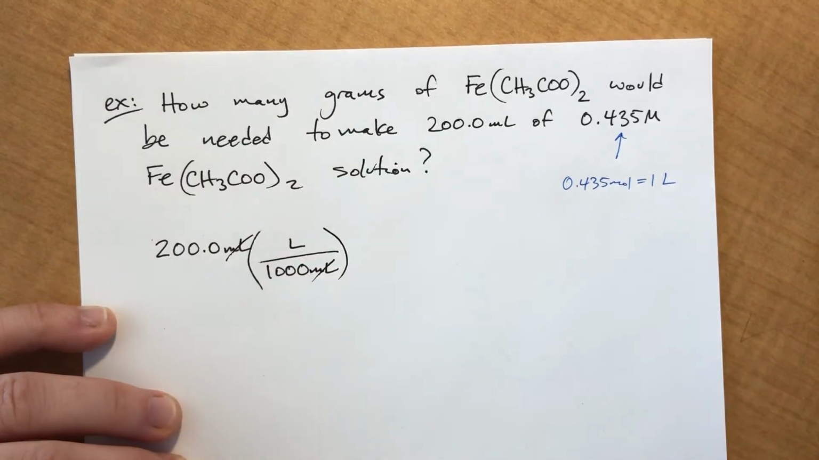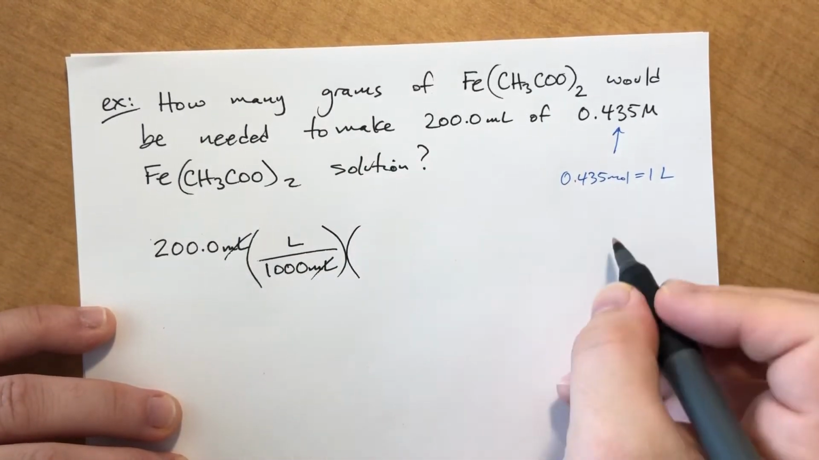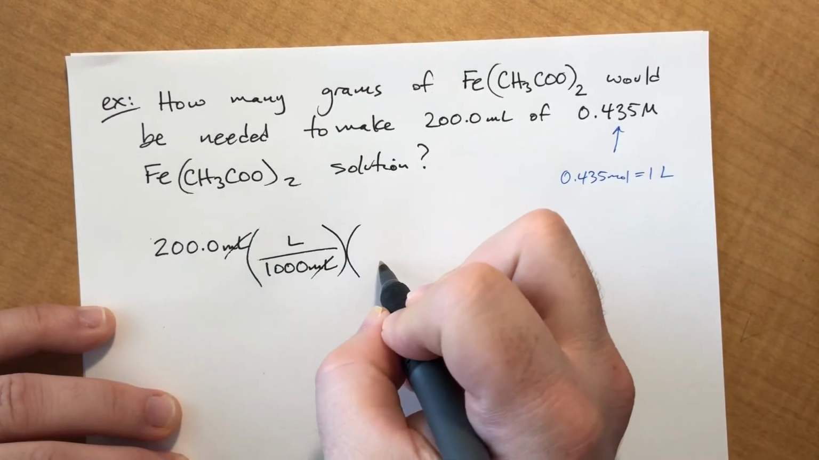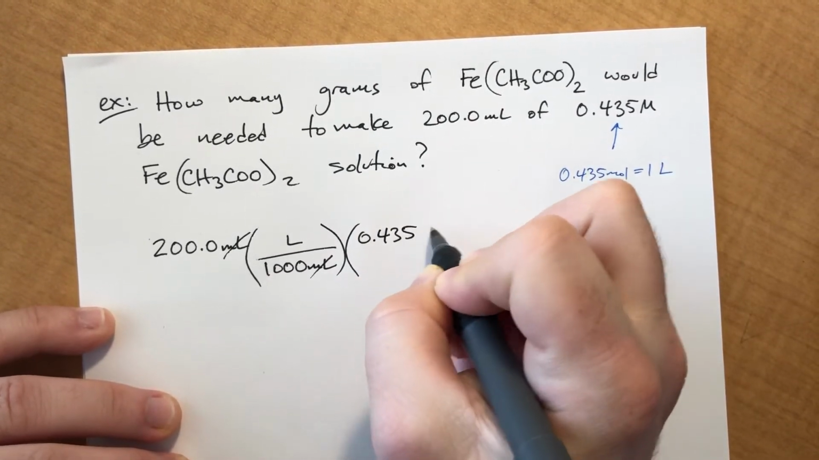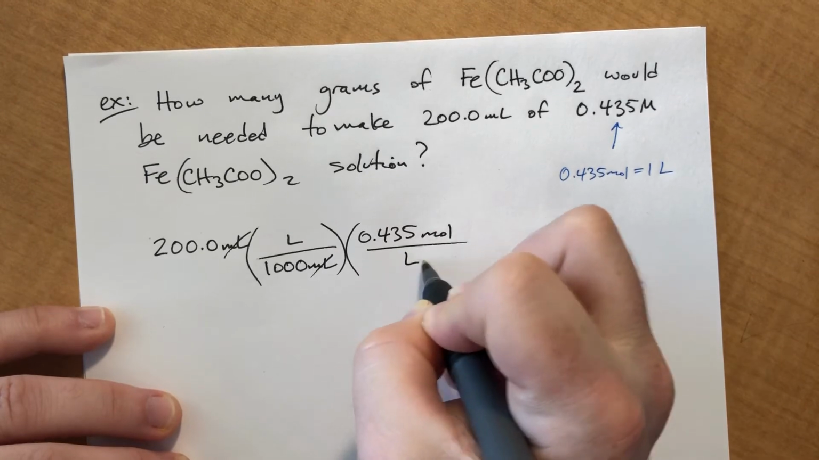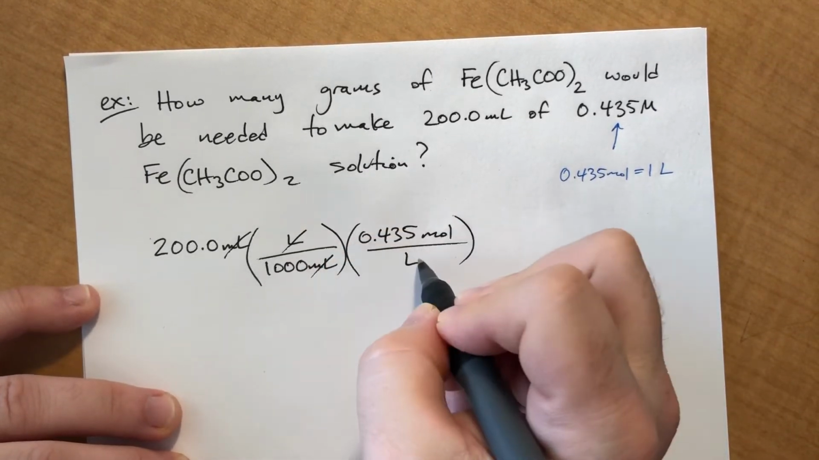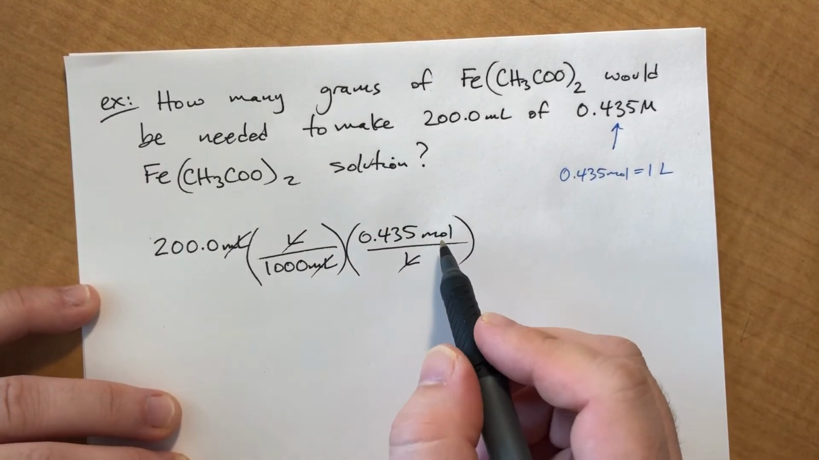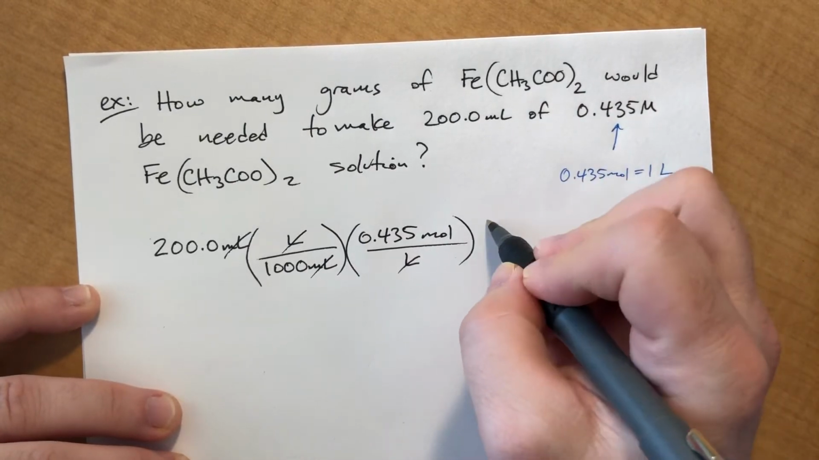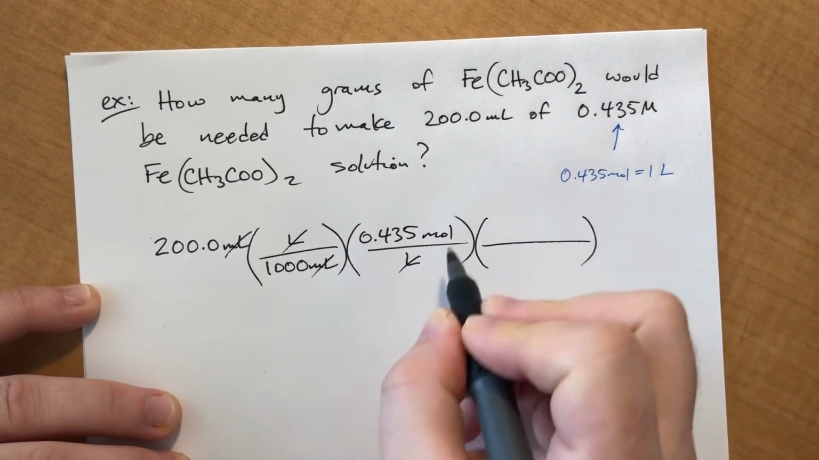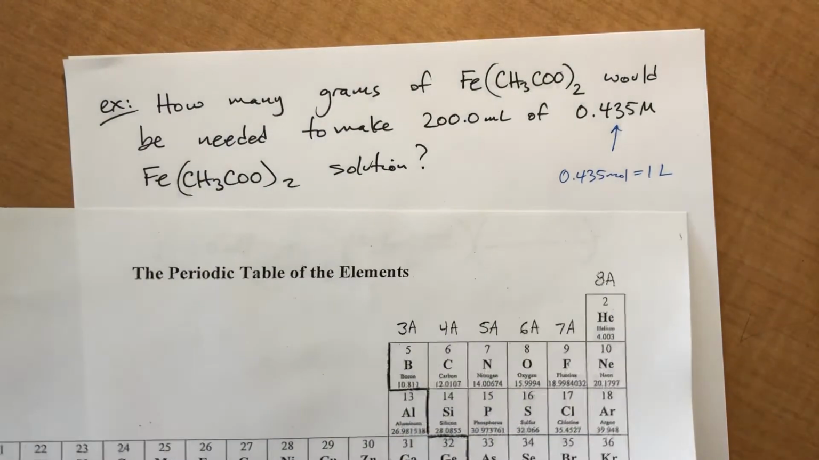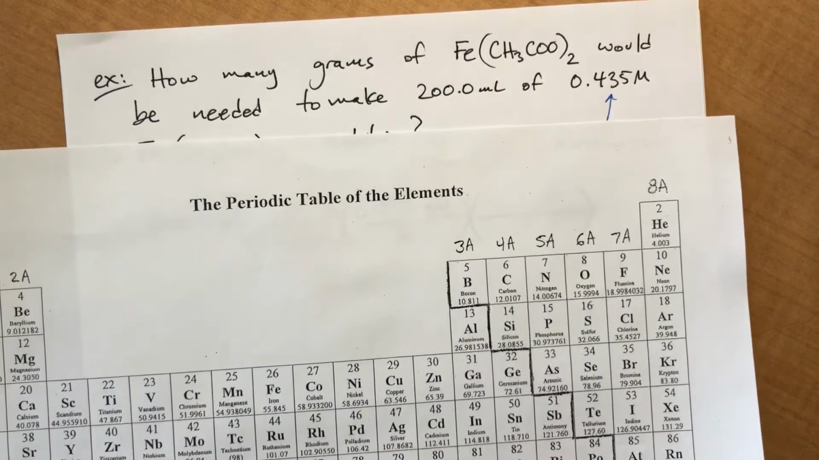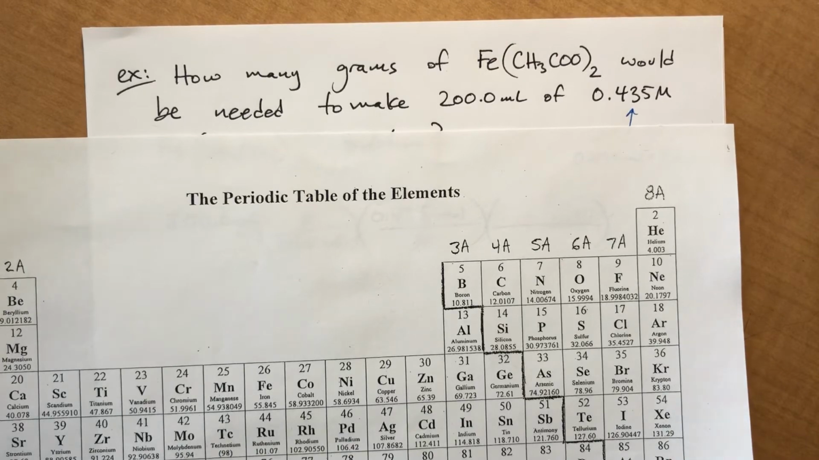Okay, milliliters cancels out. And then I need liters to cancel out. So this side will go on the bottom, this side will go on top. Okay, liters will cancel out. And now we have moles of this compound. The next thing we need to do is convert this from moles to grams. Anytime we're converting from moles to grams, we use the periodic table.